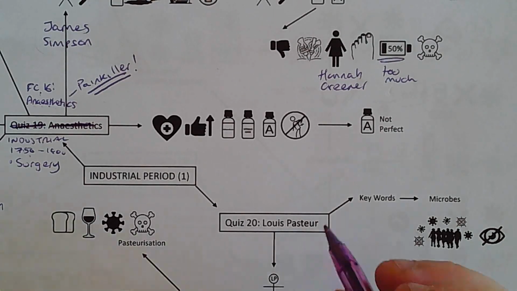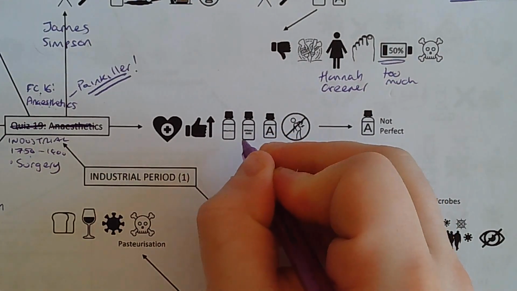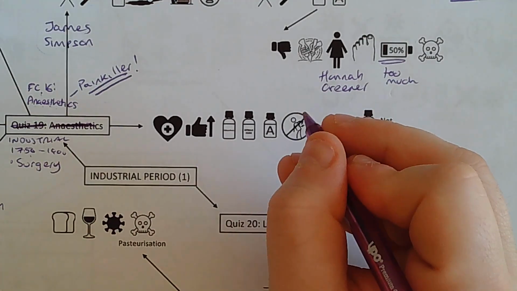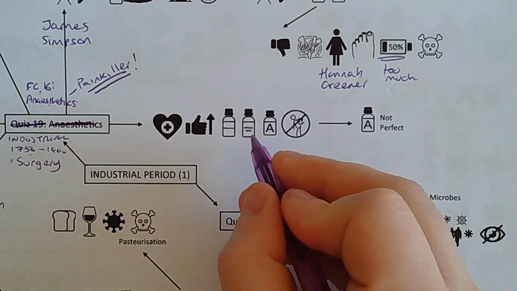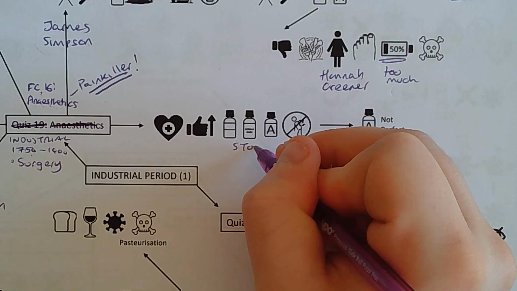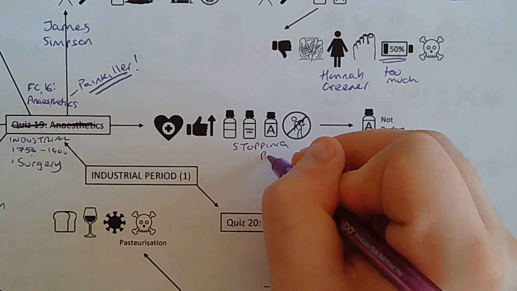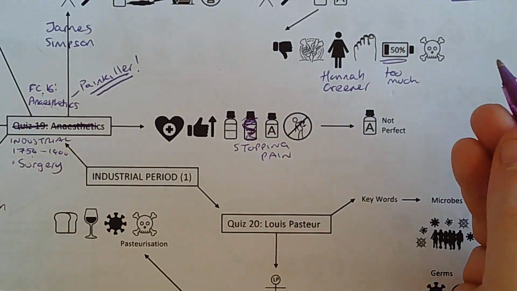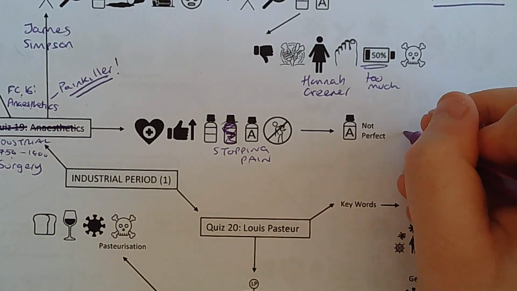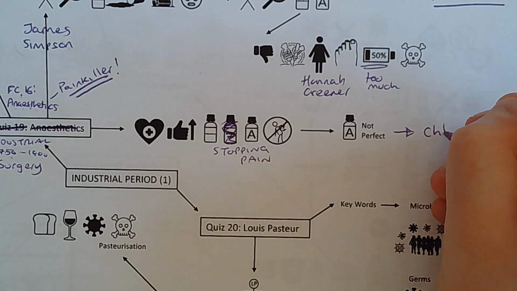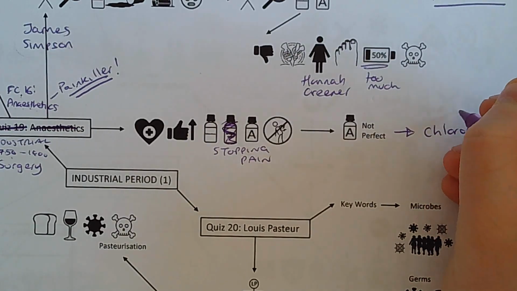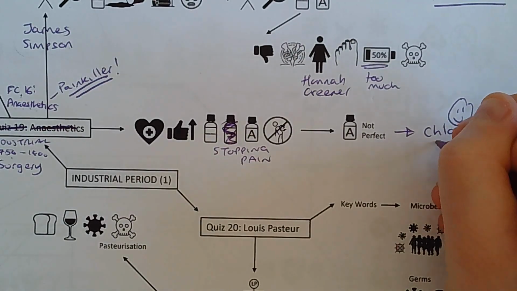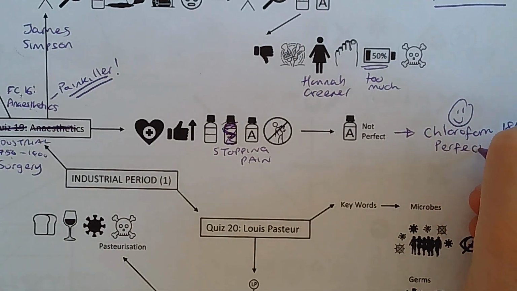So ultimately what we have here is this is massively positive. So the idea of anaesthetics, they're positive, all of them are positive at stopping pain. So ether and chloroform are positive at stopping pain, but they didn't have a perfect one until chloroform in 1853 when they perfected the dose.